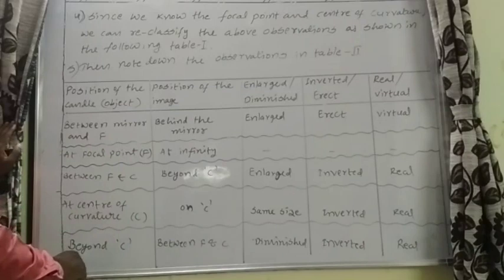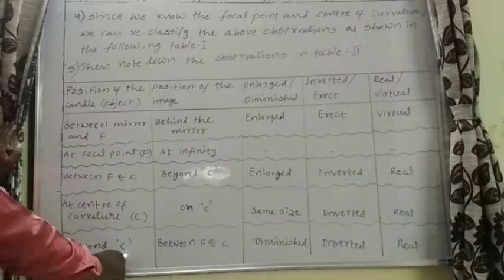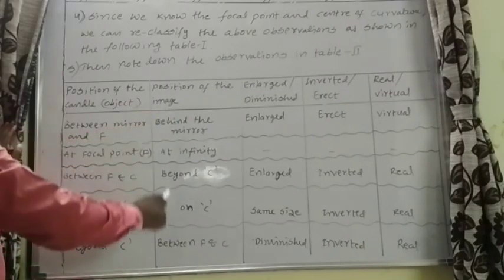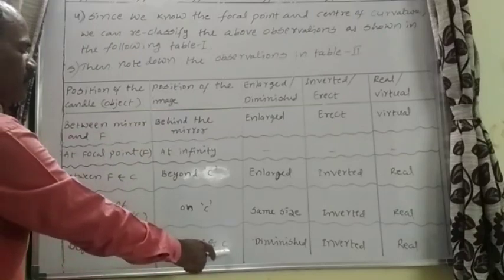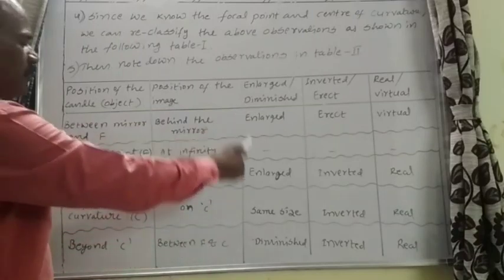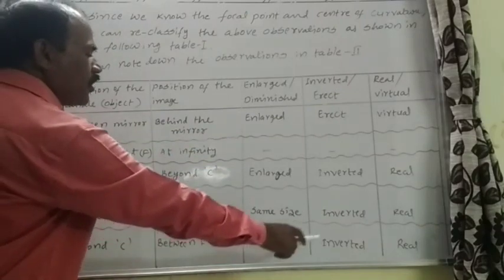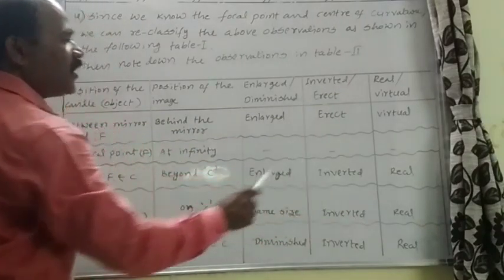And the object is placed behind C, the image is formed between the focus and the center of curvature. The image is diminished, inverted and real.